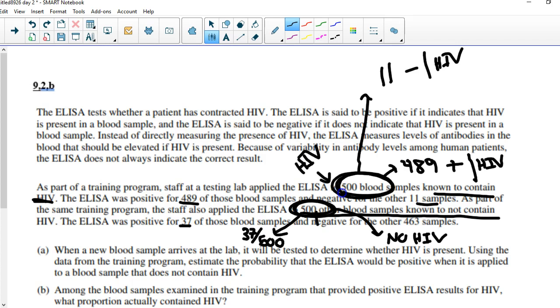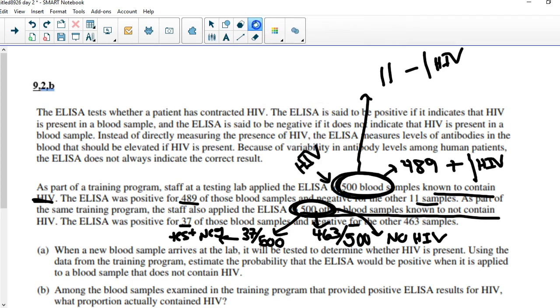And then 463 out of 500 tested negative. Sorry, they tested positive, sorry. So again, what just happened in this hat of 500 people who are known not to have HIV, 37 of their blood samples tested positive, 463 of the 500 tested negative.